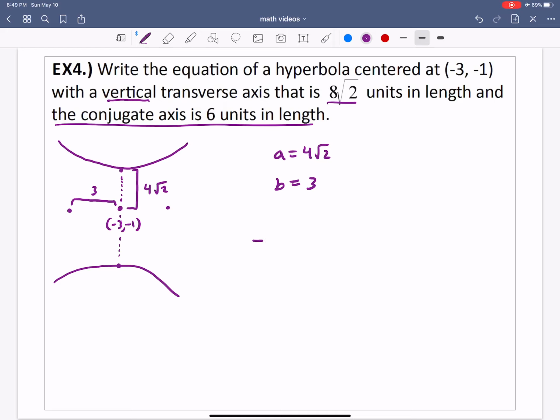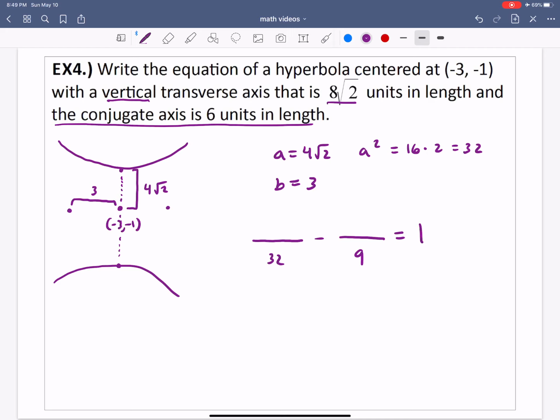So I know that my first numerator is always going to be a squared. When I square 4√2, I get 16 times 2, which gives me 32. So a squared on this problem is going to be 32. I know my second denominator is going to be b squared, which is just 9. I know it's going to equal 1.